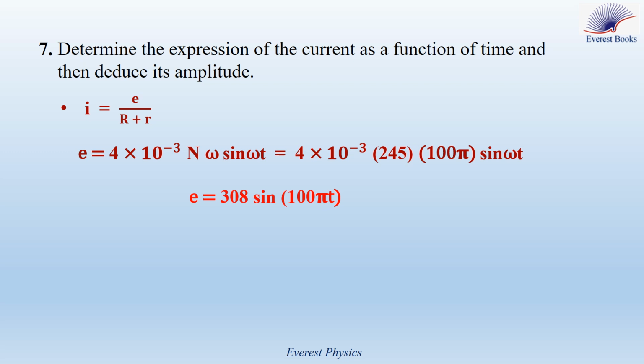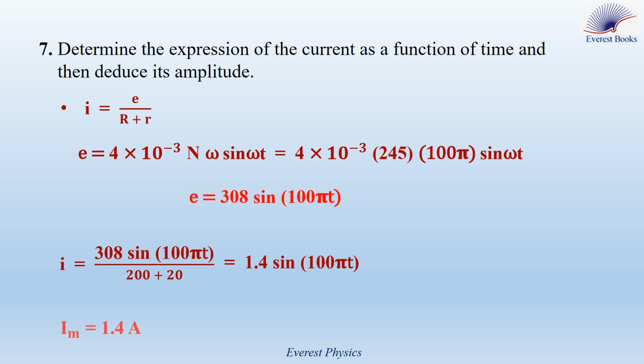Now replace each physical quantity by each value. So I equal 308 sine 100 pi t over 200 ohm, which is the resistance of the resistor, and 20 ohm is the internal resistance of the coil. Therefore, the expression of the current is equal to 1.4 sine 100 pi t. And the amplitude of the current is equal to 1.4 amperes.